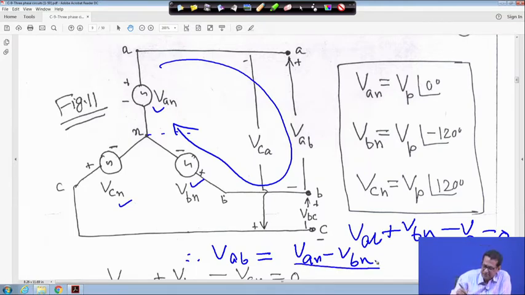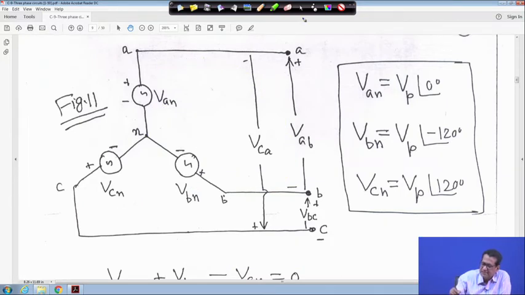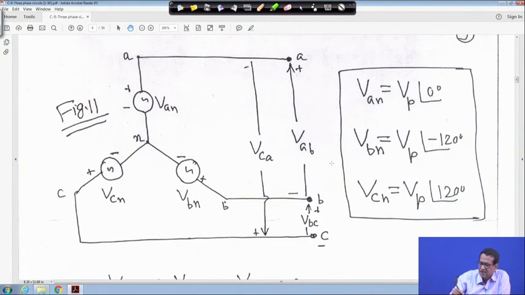This voltage A to B we call line to line voltage, because this is line, this is line and this is also line. So A to B is a line to line voltage, right. And when you say VAN, VBN, VCN, it is line to neutral, that is the phase voltage, and VAB, VBC, VCA are called line to line voltages. Similarly, you can create the other two meshes and apply KVL.